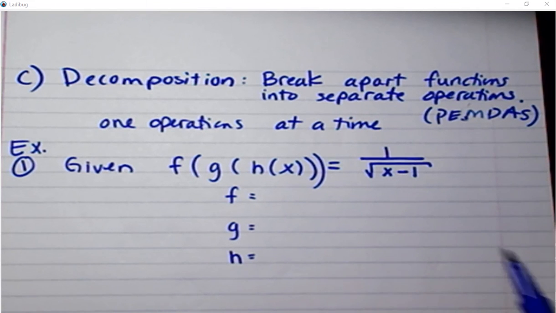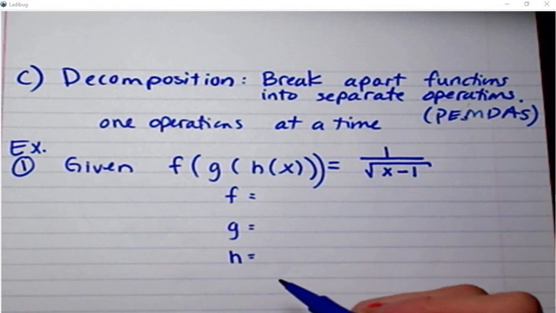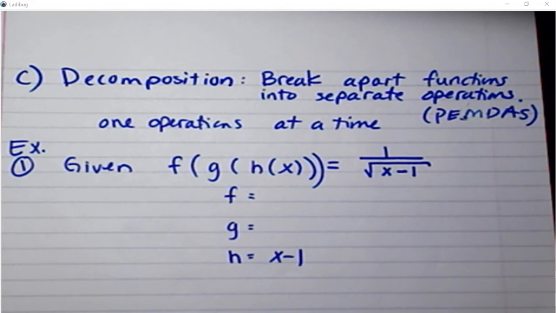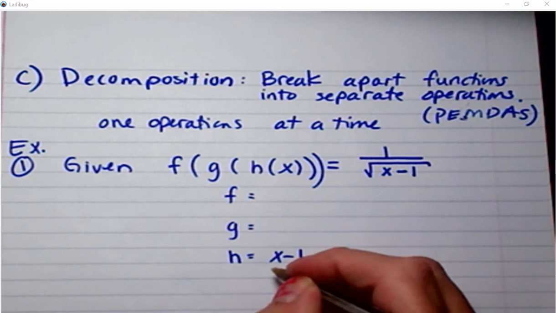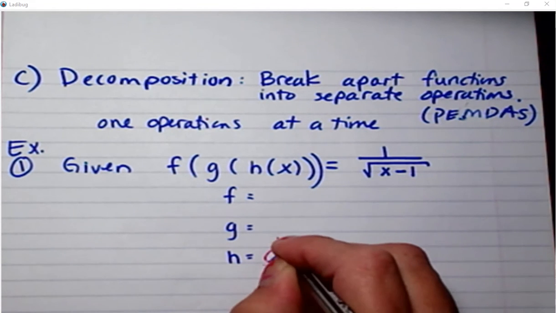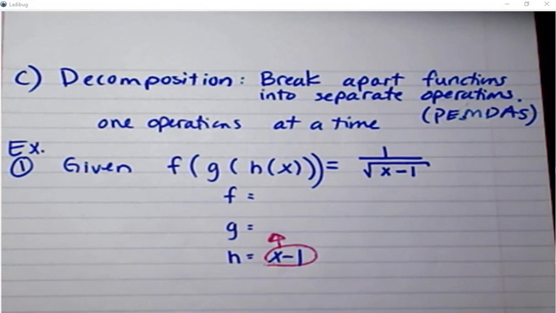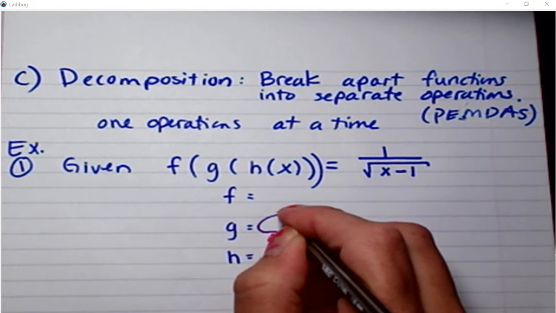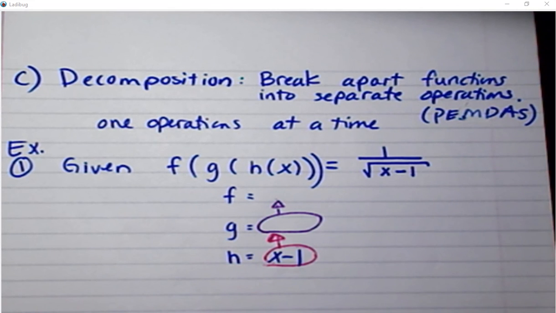All right, so I'm going to give you the starting point. I'm going to tell you that h is equal to x minus 1. You have to envision, what is this going to go into? What is this gonna go into so that when you get to the top, you've got the composition. But you can only add one operation at a time.